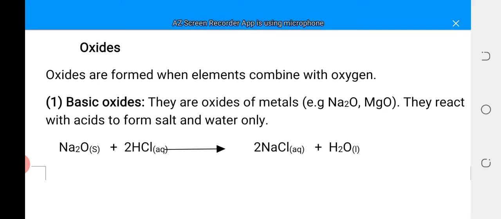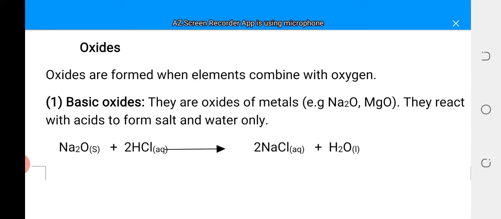Oxides are formed when elements combine with oxygen. We have different kinds of oxides. We have what we call the basic oxides. We have the acidic oxides. We have the amphoteric oxides. We have the neutral oxides. We have the peroxides. Even we have higher oxides. Number 1, what are basic oxides?